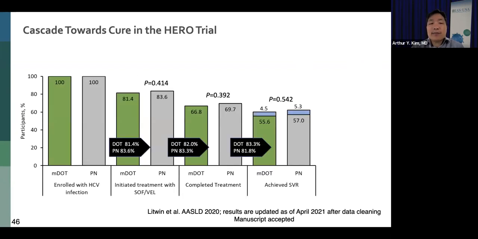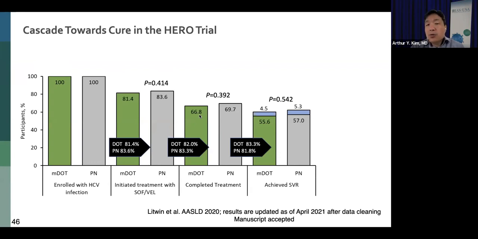So you can look at it a different way. You enrolled 100% of patients that were randomized to either DOT or patient navigation. And neither of those approaches, the extra patient navigation trying to get patients engaged in initiation, seemed to statistically significantly increase the rates of initiating treatment, almost 84% versus 81%.